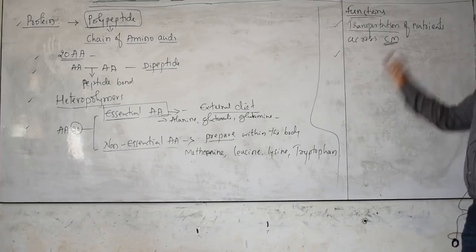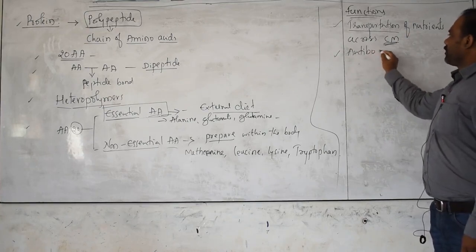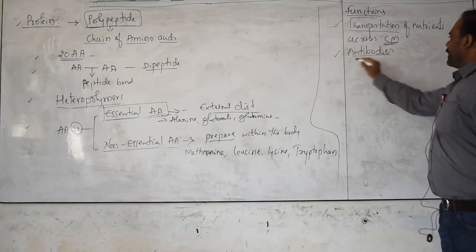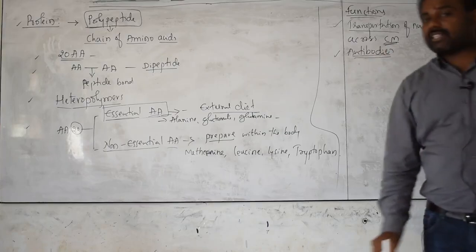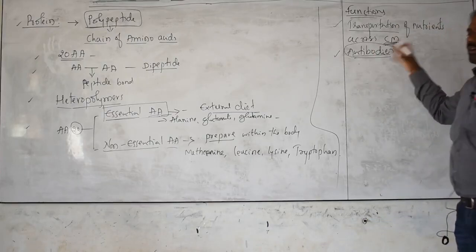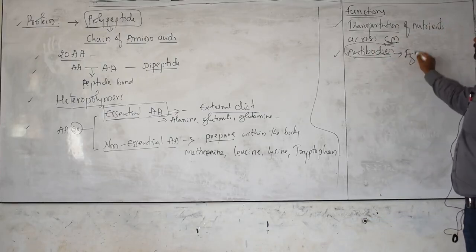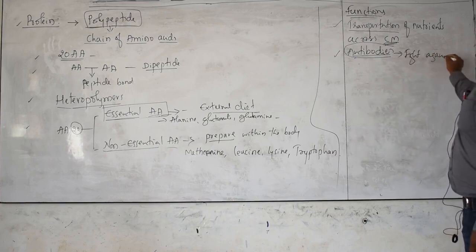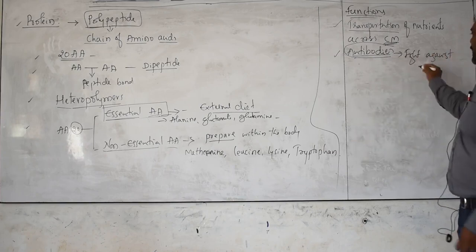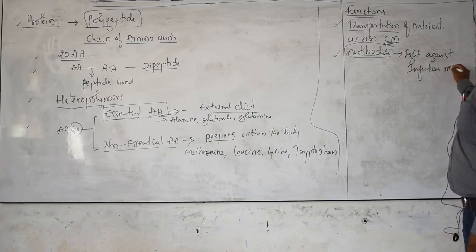The second one is antibodies. Write down. So the second one is antibodies. Those proteins, antibodies, are nothing but pure proteins. These can fight against antigens, or we can call them infectious microbes.